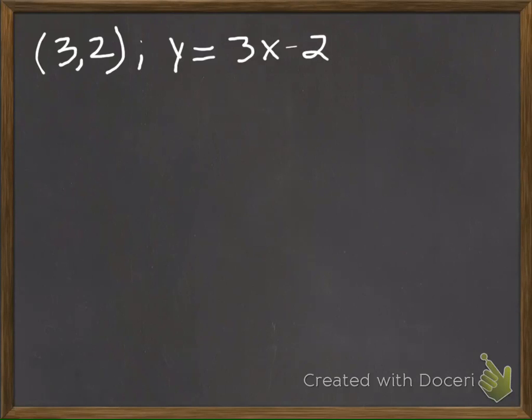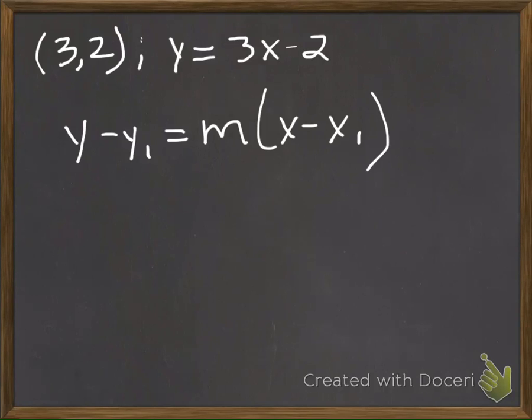Right, so we are looking at number 1. The ordered pair that they give you is (3, 2), and the equation that they give you is y equals 3x minus 2. Remember, we're putting this into point-slope form to be able to solve it. So the first thing you do is write down your formula for point-slope form.